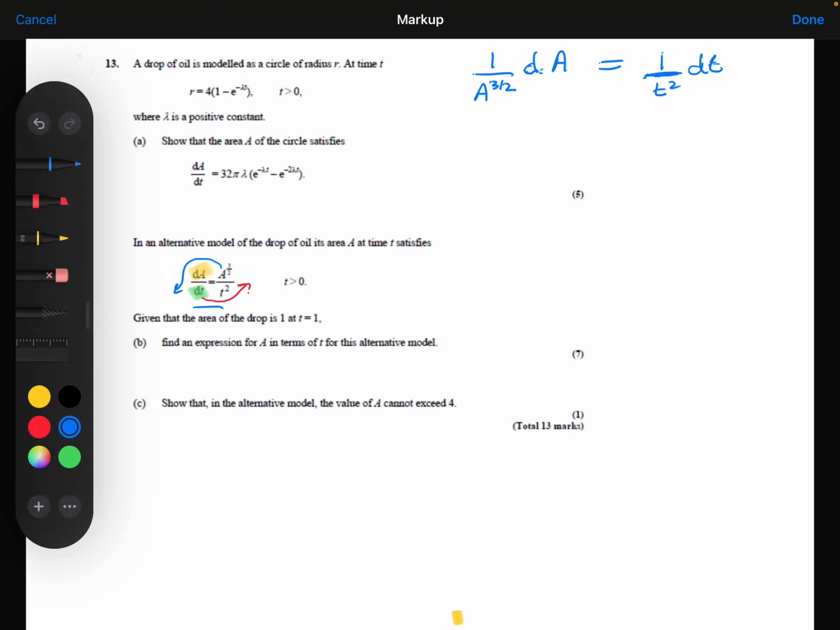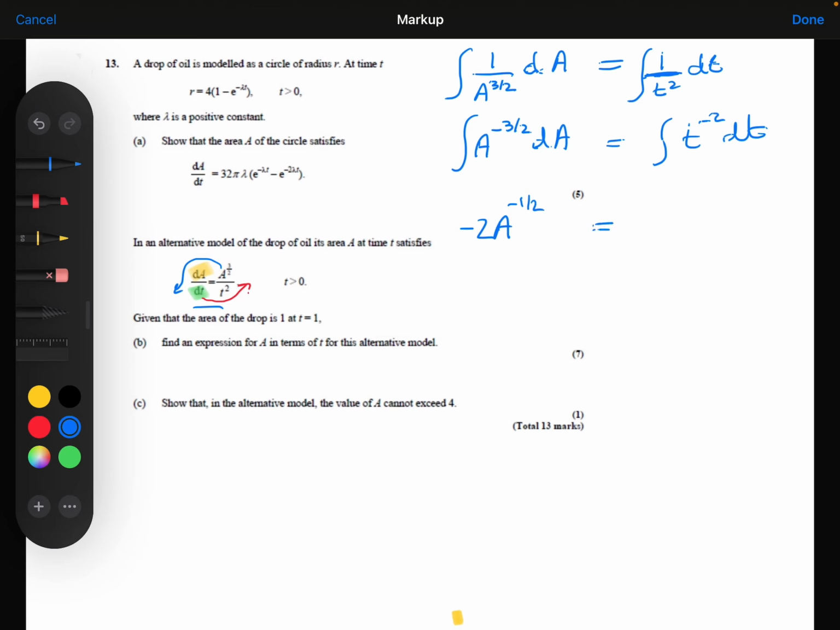So there we go, we've got a's on the left-hand side, we've got t's on the right-hand side. Now to integrate both sides, I'm going to rewrite the powers on the numerator with a negative power, so that I can add 1 to each of them and then divide by the new power. So minus 3 over 2 plus 1 is minus a half. When I divide by minus a half, well, dividing by a half is the same thing as timesing by 2. So this is timesing by minus 2.